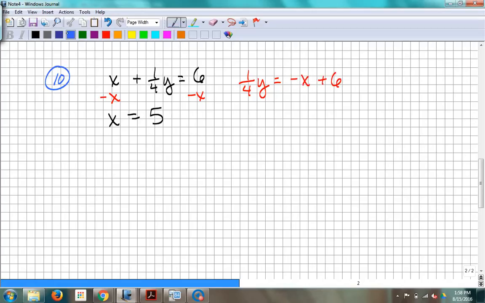And then how do I get y by itself? Divide by 1/4, that'd be the same thing as multiplying by that reciprocal of 4. So I'm multiplying that entire side by 4. Ugh, that makes it a big number over there. But that's okay, because the slope's not a fraction now. It's negative 4x plus 24. So dividing by a fraction is the same as multiplying by its reciprocal.